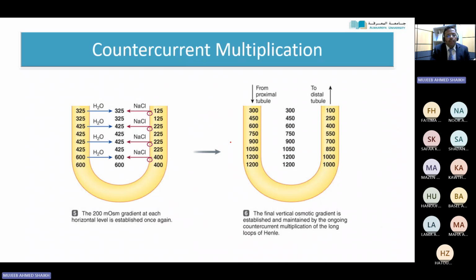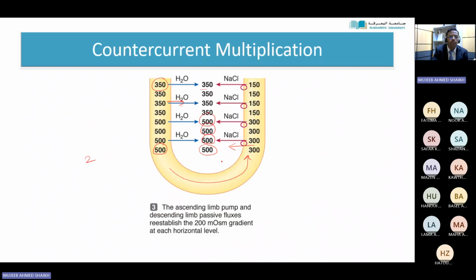The same thing will be repeated in cycle number 4, 5. Till what time? Till the maximum osmolarity is created in the interstitium. And I told you the human kidney's maximum osmolarity capacity is up to 1200 milliosmol only. So till that time, the whole process will be repeated.